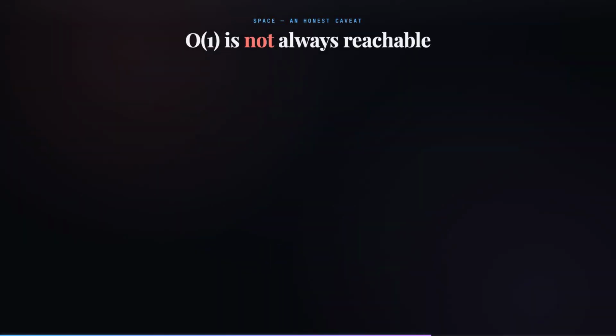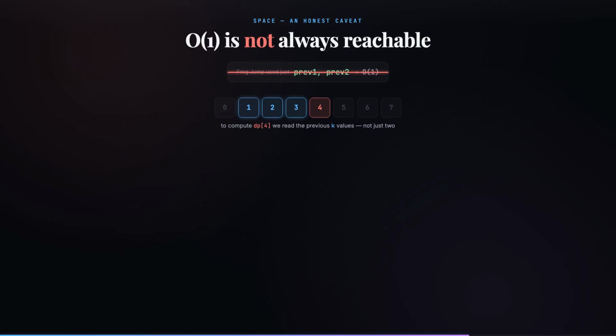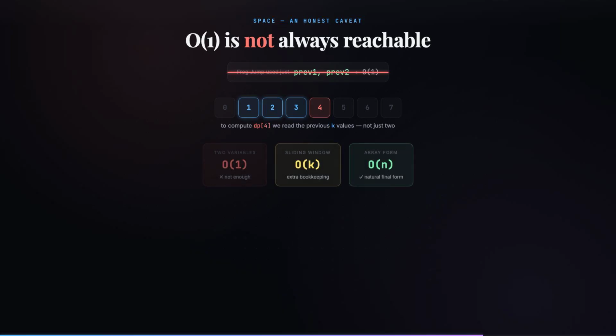And now, an honest caveat about space. In the original frog jump, we collapsed everything down to just 2 variables, reaching order 1 space. It's tempting to assume we can always do that, but here, we can't. The reason is that this recurrence reads the previous k values, not just the last 2, so 2 variables simply aren't enough. The array form, order n, is the natural final answer. A sliding window of the last k values can bring it to order k, but it adds bookkeeping and is usually not worth it.